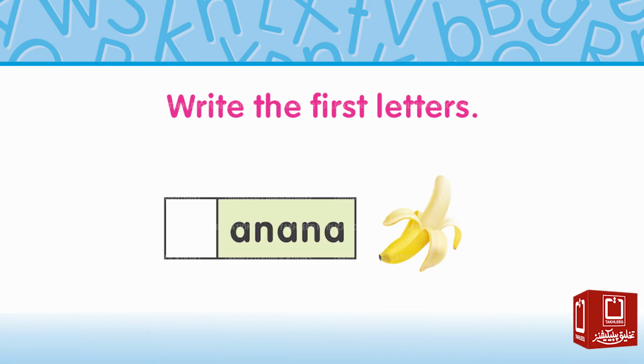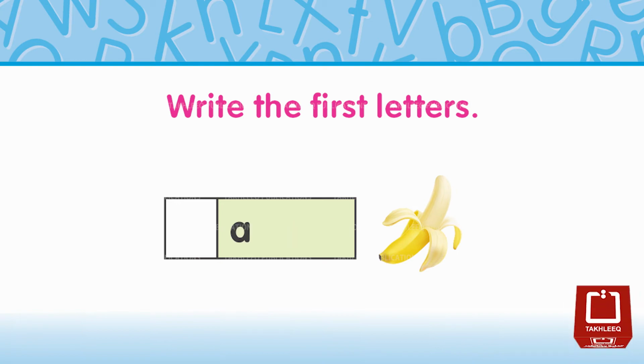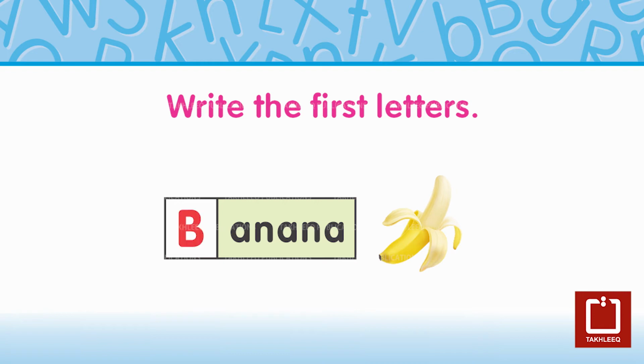Here we see the picture of a banana. Here is written dash A N A N A. The first letter of banana is B. So we write here B.